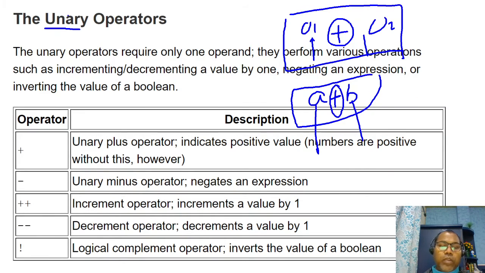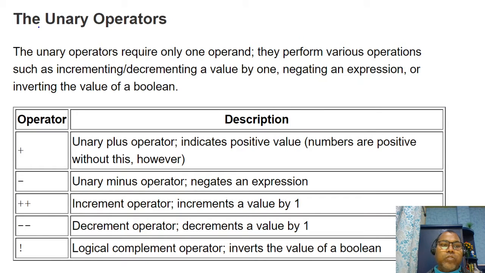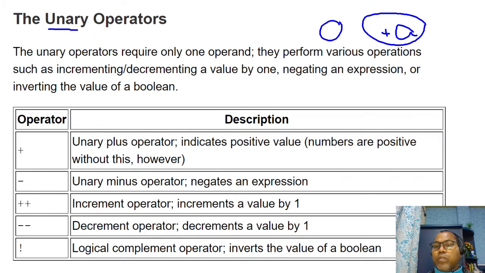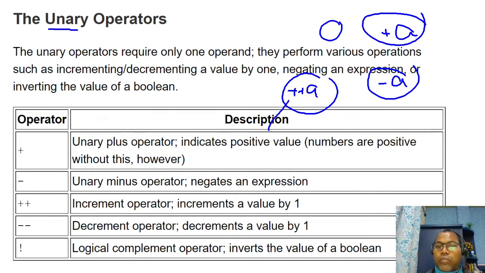There are some operators known as unary operators. A unary operator takes only one operand. This is the a, and you want to apply some operation. Here you can apply plus, which is a positive number. If you apply minus, it is a negative number. If you apply plus plus, increment, the value of a is incremented by 1. Here you use an operator and only one operand, so this is the unary operator.